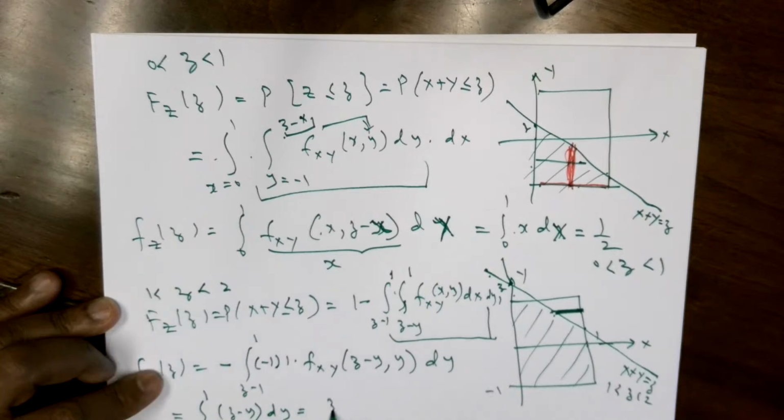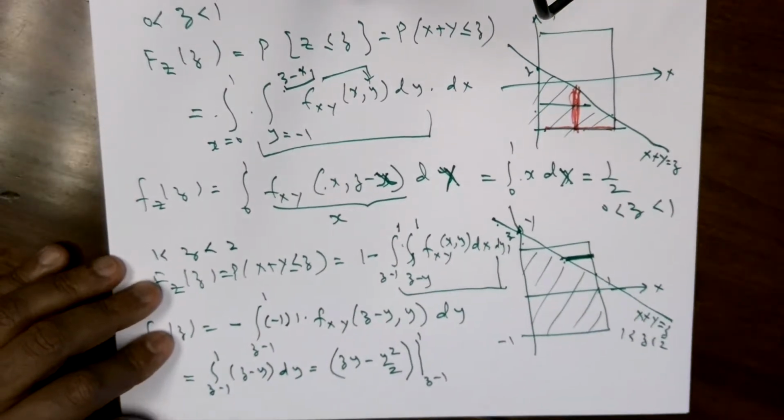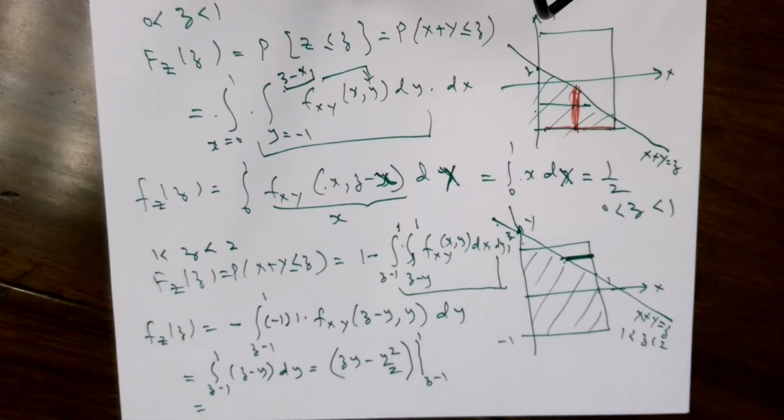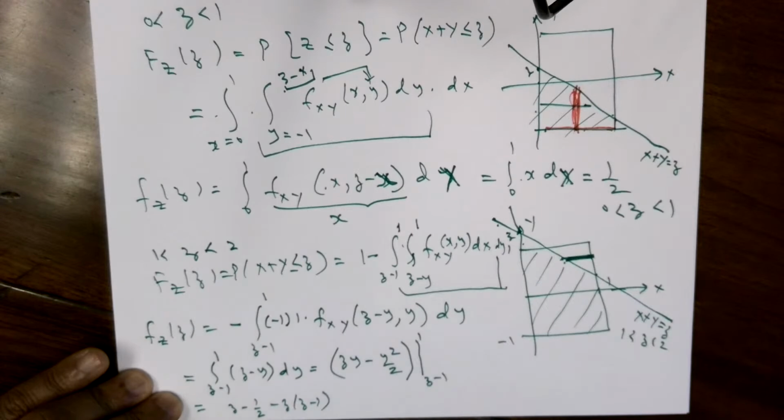So if you integrate that, that's zy minus y squared by 2. We just have to substitute this without making mistakes, 1 and z minus 1. So if we go through this, the top limit is going to be z minus half, and the bottom limit is minus z multiplied by z minus 1, and minus minus plus (z minus 1) the whole squared by 2.